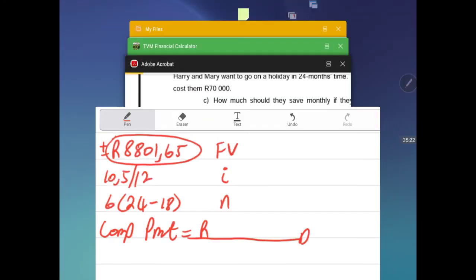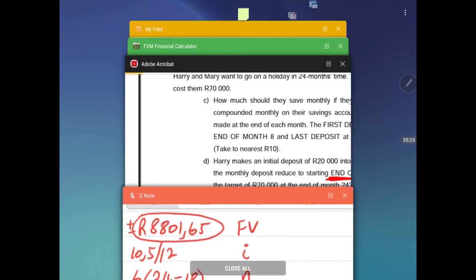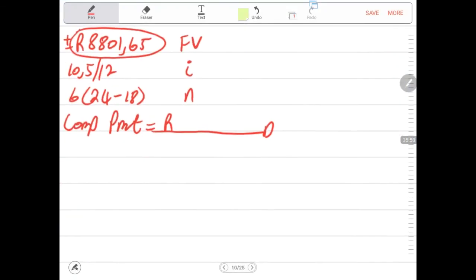Now, I'm still using my hard copy calculator, not the app. Probably I'll use the app whenever we have short questions. This question is kind of long to be using both calculators. Plus minus 8,810 rand 65 cents is what we need in the future, meaning the future value. 10.5 divided by 12 is our interest, and 6 is our n. Remember, you can say 24 minus 18, which is our n. Compute PMT. That means we're calculating the amount of payment that must be made.